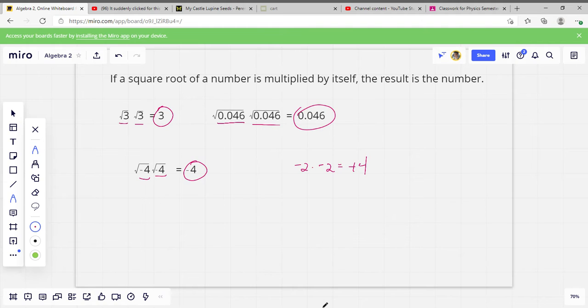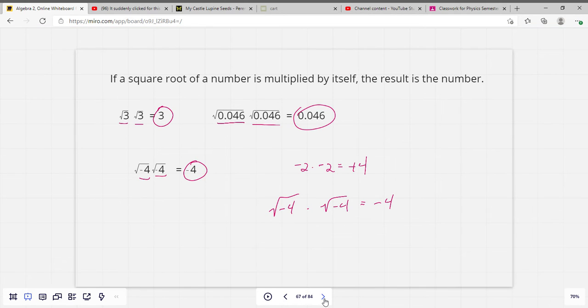So the square root of negative 4 is actually an imaginary number. The square root of negative 4 times the square root of negative 4 would just be negative 4. But we can't find that on a number line. So that's what's called an imaginary number.